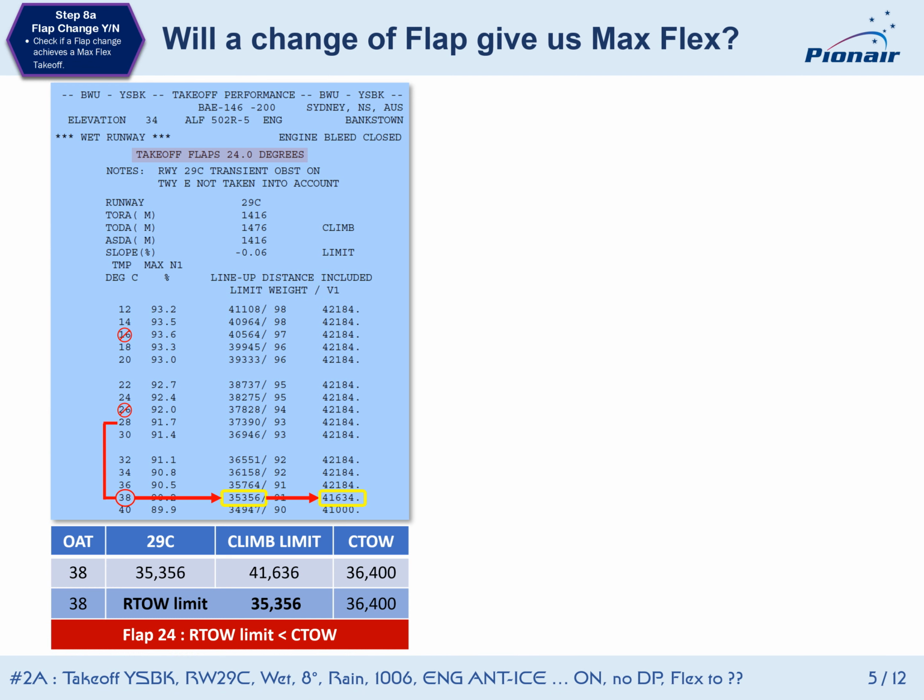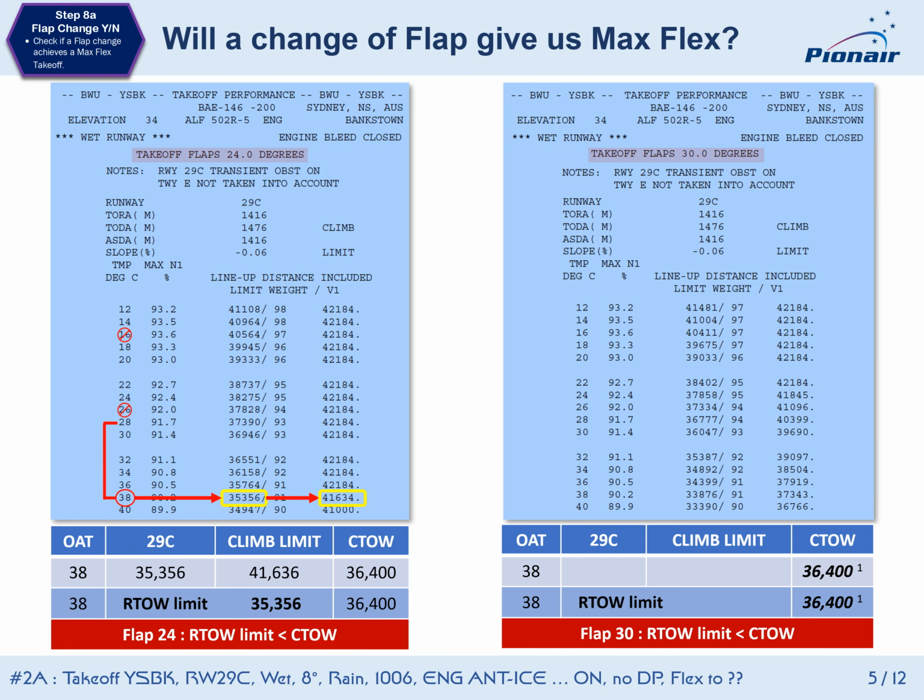So given the runway constraints, it would make sense that an increase in flap might give us better performance. Based on what is shown here for flap 24, how about flap 30? Okay, so here is our Bankstown wet flap 30 runway 29 centre full length no DP chart, a straight comparison with the flap 24 chart beside it. So again, we start with our flex temperature based on the engine thrust card, but we've added 12 degrees because we're in the rack manual and we're engine anti-ice on. Therefore, we're entering the chart again at 38 degrees.